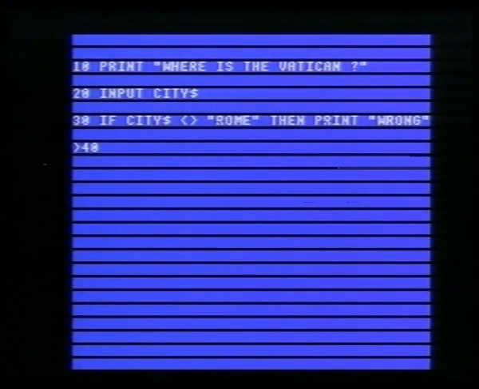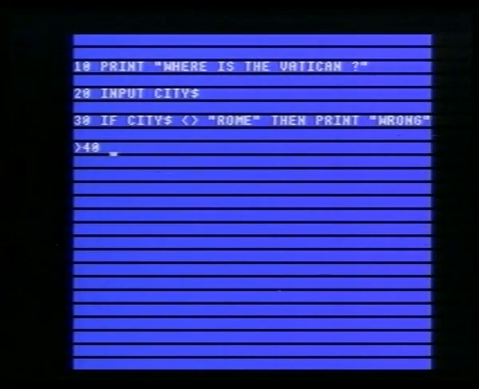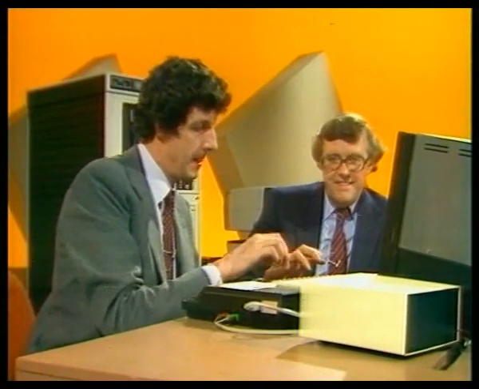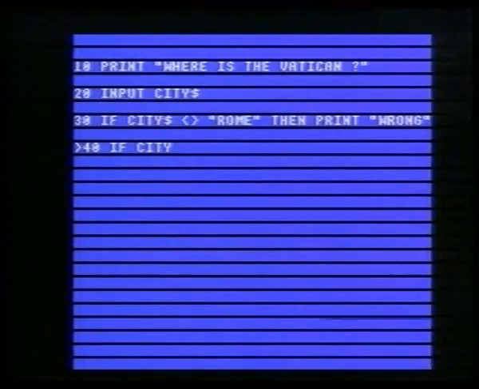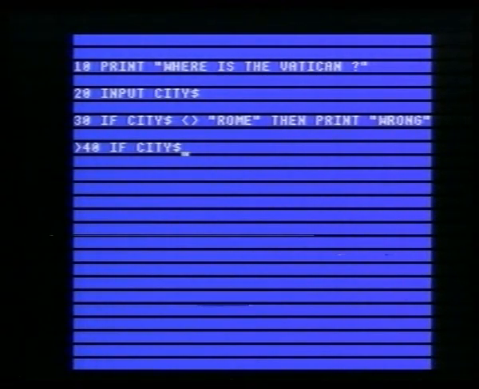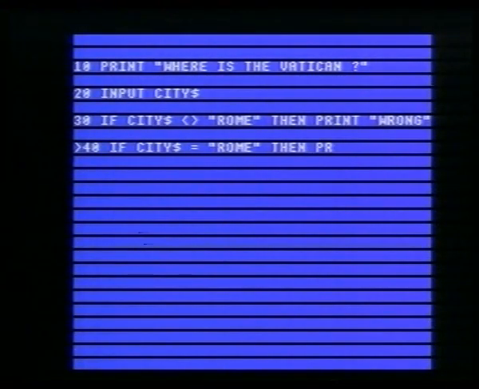I'm going to let you test this out. You're going to have to work this one out for yourself. Well, presumably you have to say if city dollar is Rome, then print correct, or that's right. Except instead of is, type equals. Where is it? There it is. Equals, in quotation marks. End quotation marks. Then print.